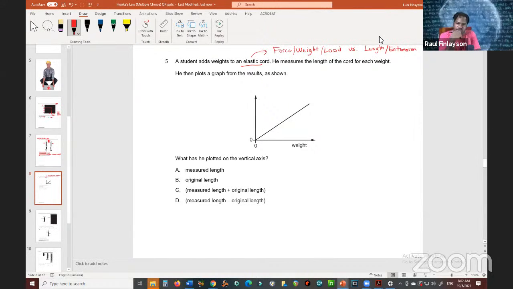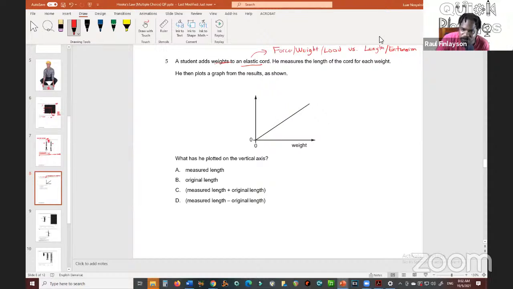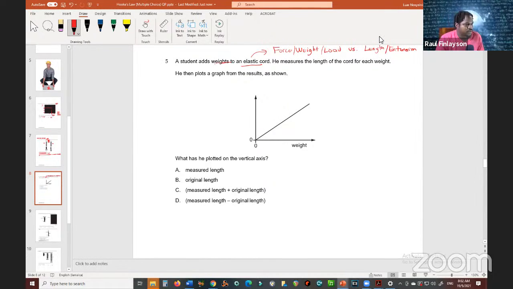Now this is where they're testing to see if you really know what you're doing. They give you weight already, because you measure the length of the card and add weights to it. So weights is increasing, weights is going up. That's a giveaway. As you add weights to the elastic card, the card is expected to stretch, and if it stretches, the length will increase.